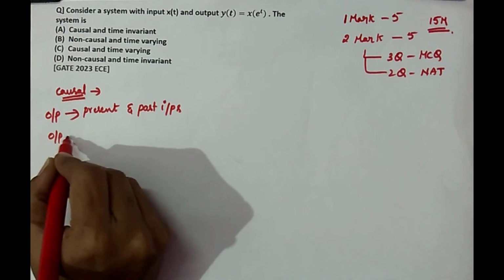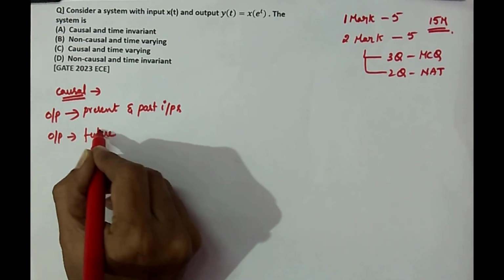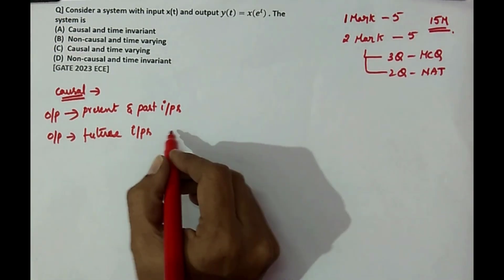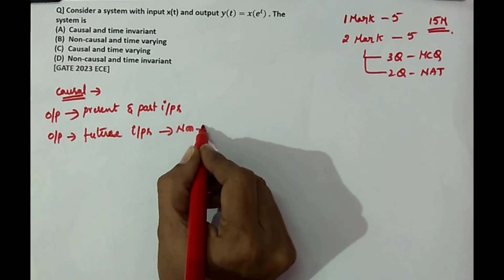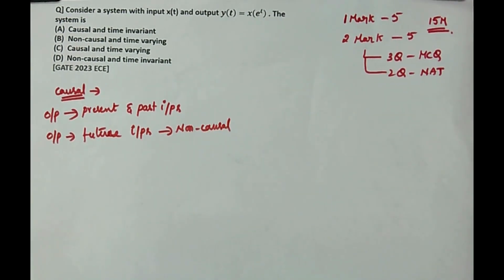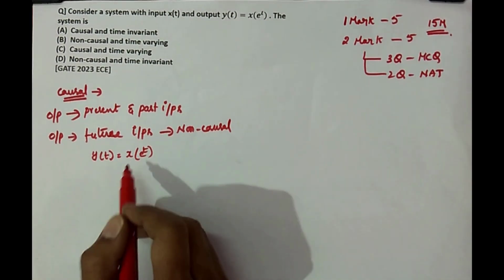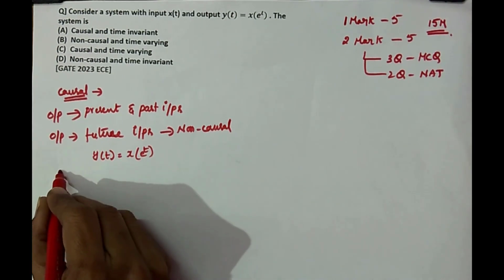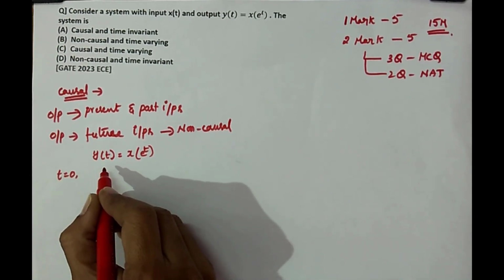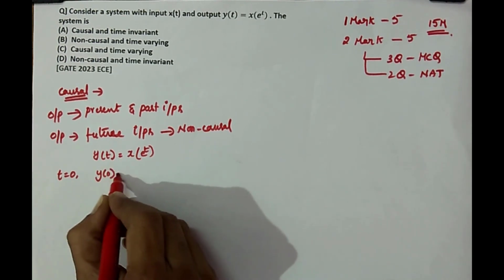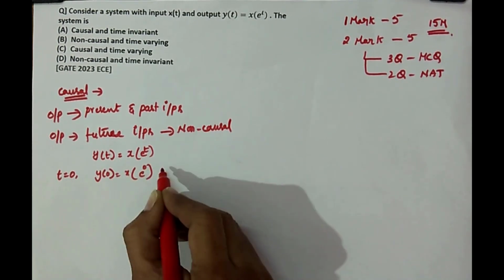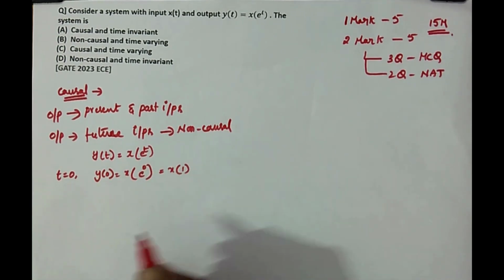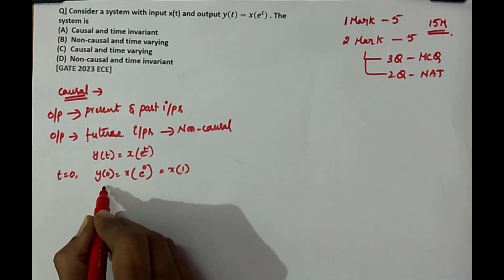If the output depends on future inputs, this is called non-causal. Now let us take the output y of t equal to x of e power t. So now take t equal to 0. I'll get y of 0 equal to x of e power 0. E power 0 is 1. So x of 1.